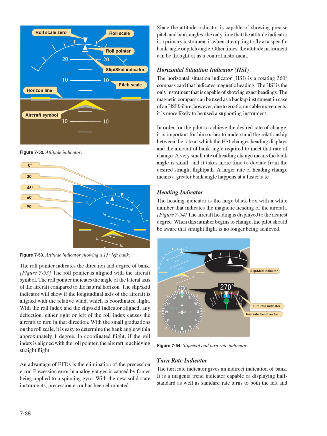Heading indicator. The heading indicator is the large black box with a white number that indicates the magnetic heading of the aircraft. Figure 7-54, the aircraft heading is displayed to the nearest degree. When this number begins to change, the pilot should be aware that straight flight is no longer being achieved.